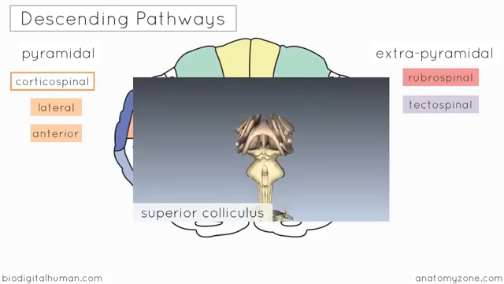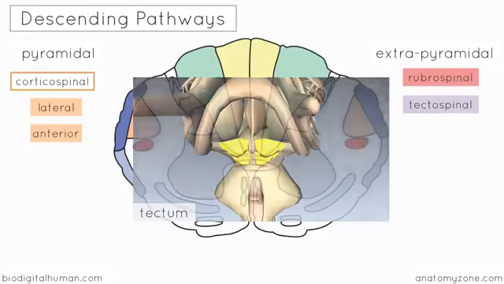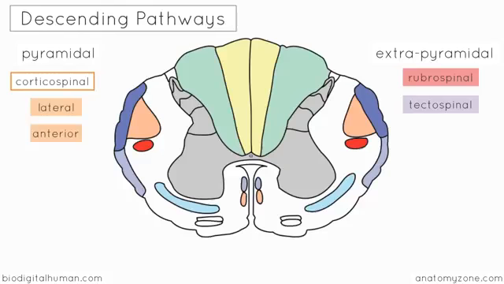So the clue's in the name again. So the tecto part of this word refers to the tectum, which consists of the superior colliculus and the inferior colliculus. So fibres from the tectospinal tract mainly terminate in the cervical segment of the spinal cord and carry information responsible for movements in response to visual sensory information.